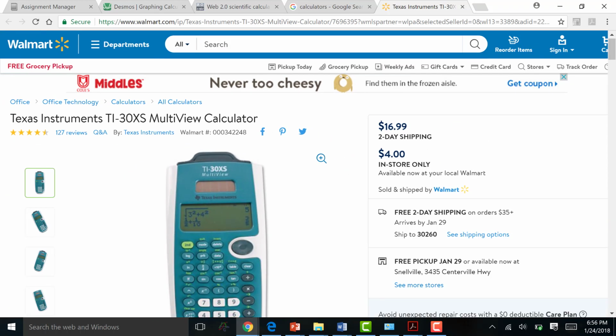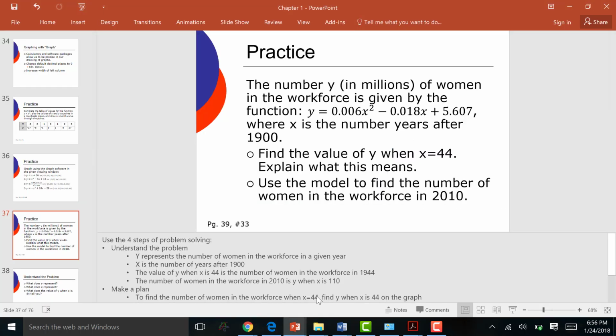All right, so back to, where was I? All right, somebody give me the answer? 16.42. Okay, so when x is equal to 44, how many women in the workforce? 44 is 16 point what? Oh, 16.431. Is there 16 women in the workforce? There's just 16 women in the workforce. Millions. Oh, okay.